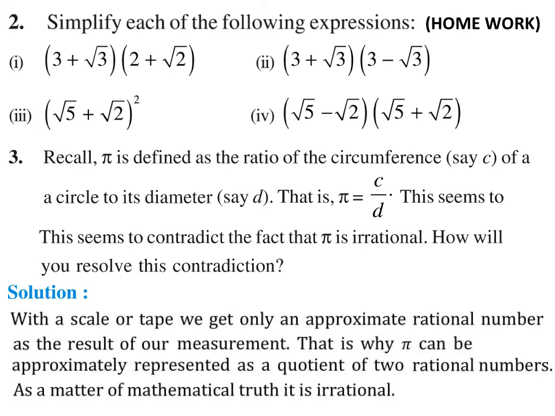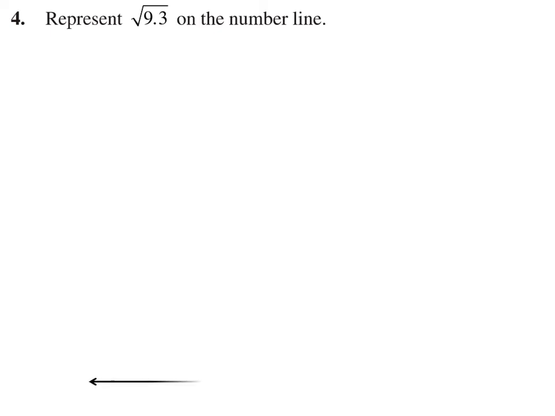Now the fourth question is: represent root 9.3 on the number line. This type of question we have already learned in the second or third video: representing any square root irrational number on the number line. We will use the semicircle method, which is very easy to understand. So what we have to do, first of all, is draw a number line.